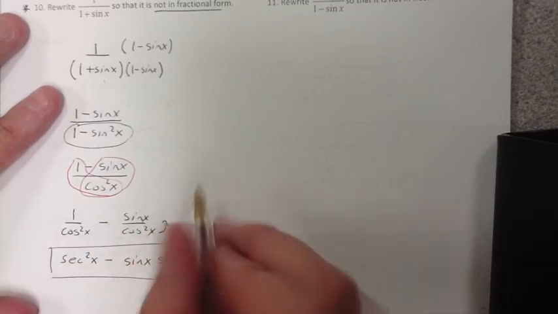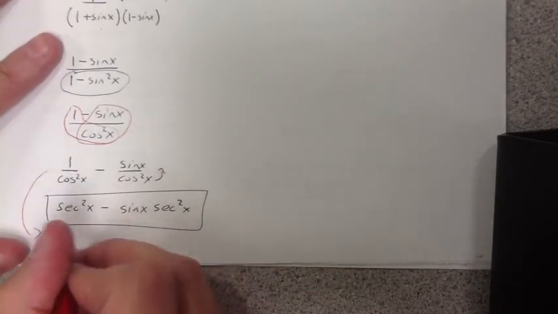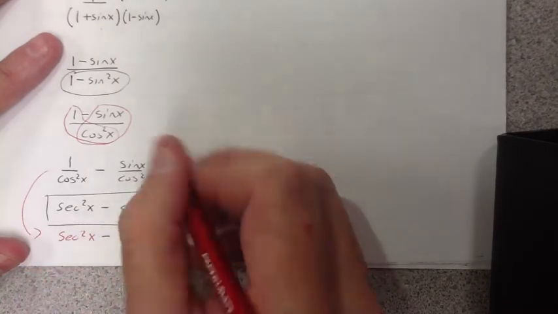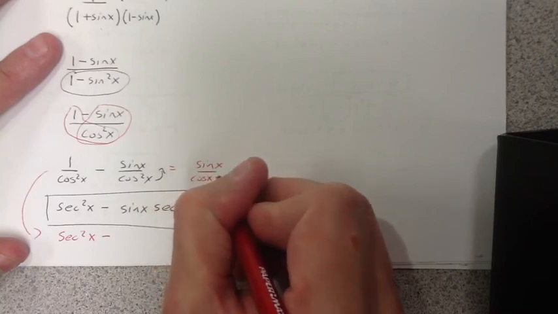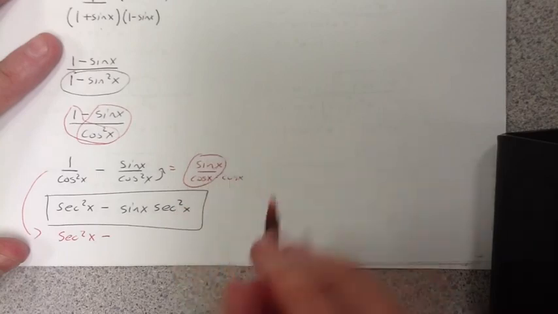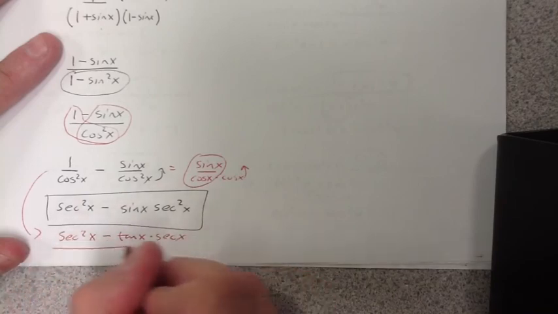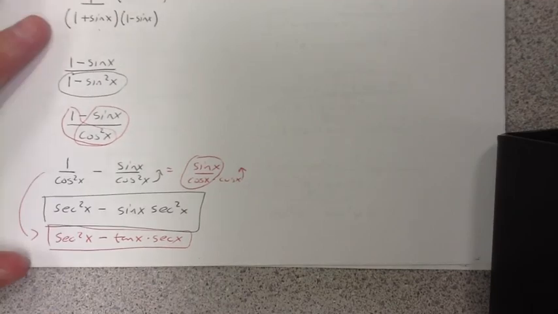I could have also done this if you wanted to. This is secant squared of x minus, and this one, remember, I can write this as sine of x over cosine x times cosine of x. There's tangent, so I can write that as tangent of x and bring the cosine up times secant of x. Either way is acceptable. The nice thing about a lot of these, there's many different answers you can get. You just want to do the best you can.